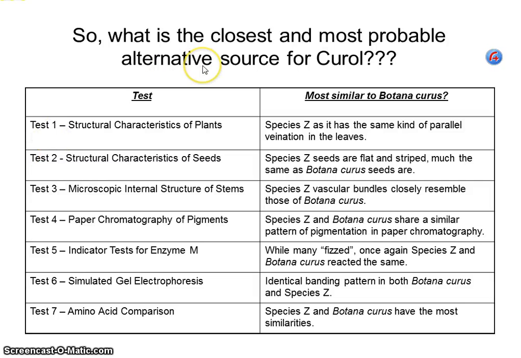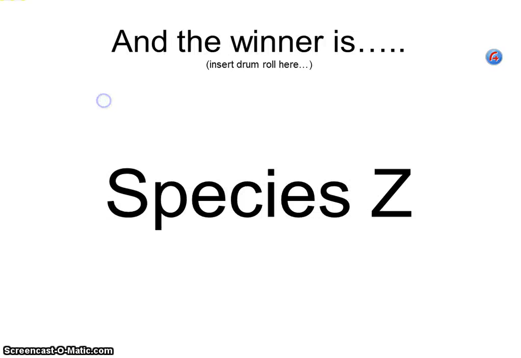Okay, so the main goal of this is to figure out what's the closest and most probable alternative source for cure-all. So there's a story that goes with this, and you're checking to see which plant, is it species X, Y, or Z, that has most of, if not all, of the same structural, microscopic, and molecular characteristics that Botanicurus has. Ta-da!